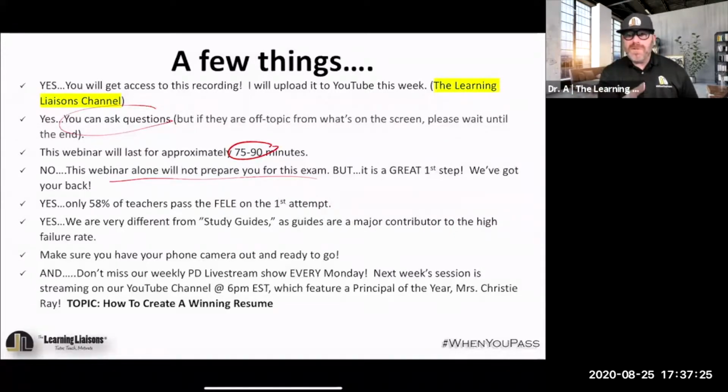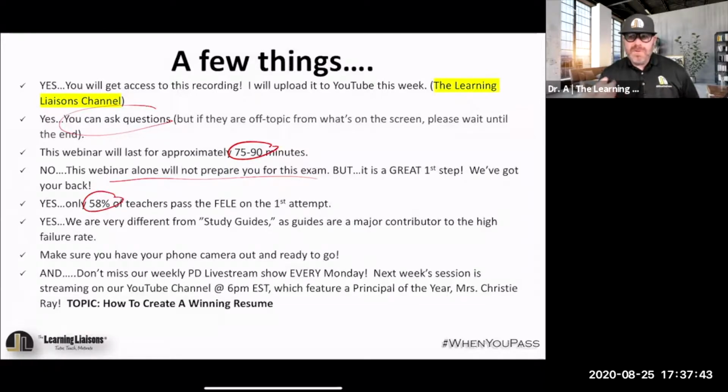Well, this is a good first start, but unfortunately, this alone is not going to get you through, because this is a big exam. We'll talk about it. We're going to get you in the right direction and make sure you have what you need before you leave to be successful, not have to pay the state multiple times.